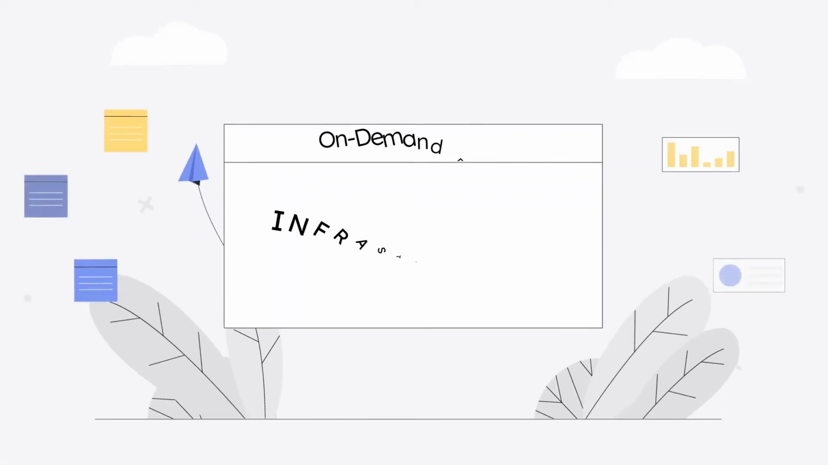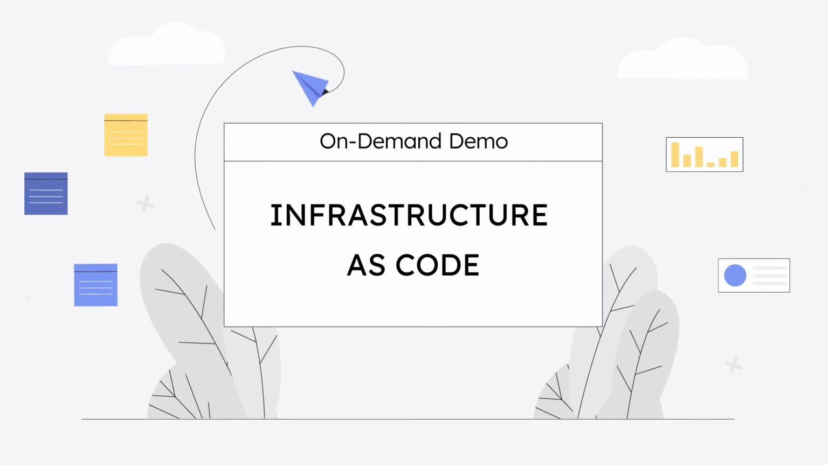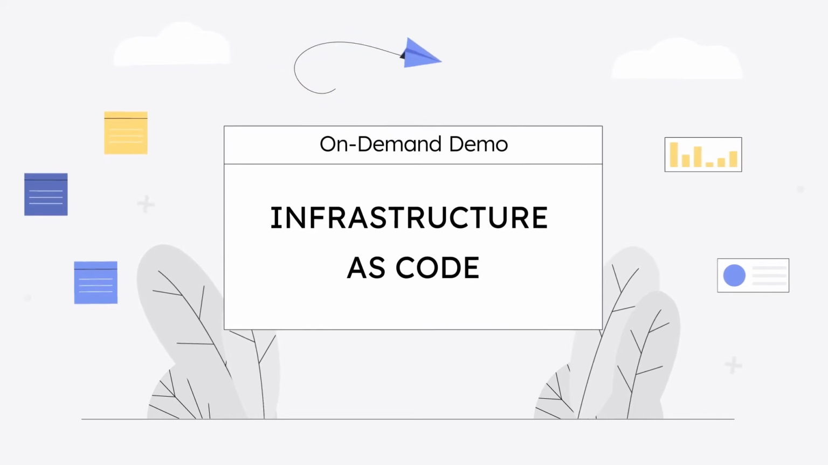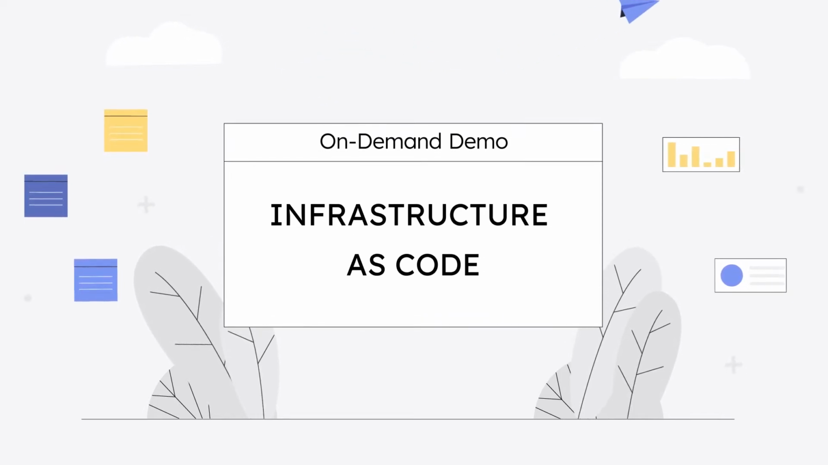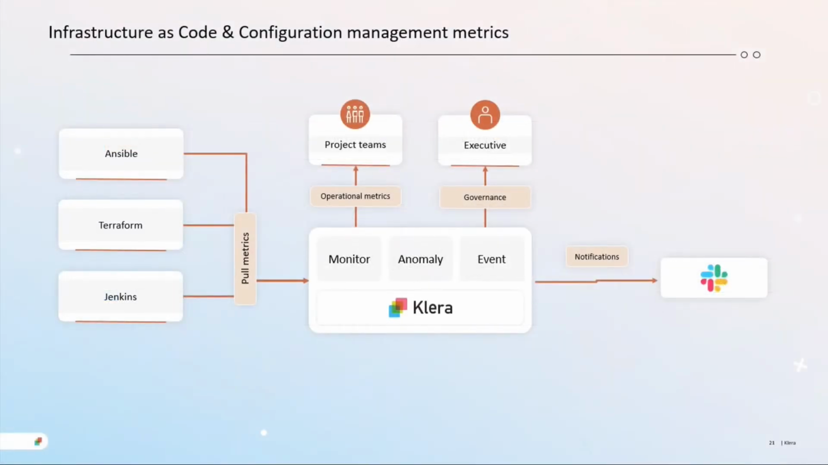Hi everyone. Now, I'm going to talk about one of the use cases that we recently developed on Clara, which is infrastructure as code metrics. With growing adoption of cloud, teams need to use automation to create resources in the cloud. The tools could be Terraform, CloudFormation, or any other depending on the cloud provider.